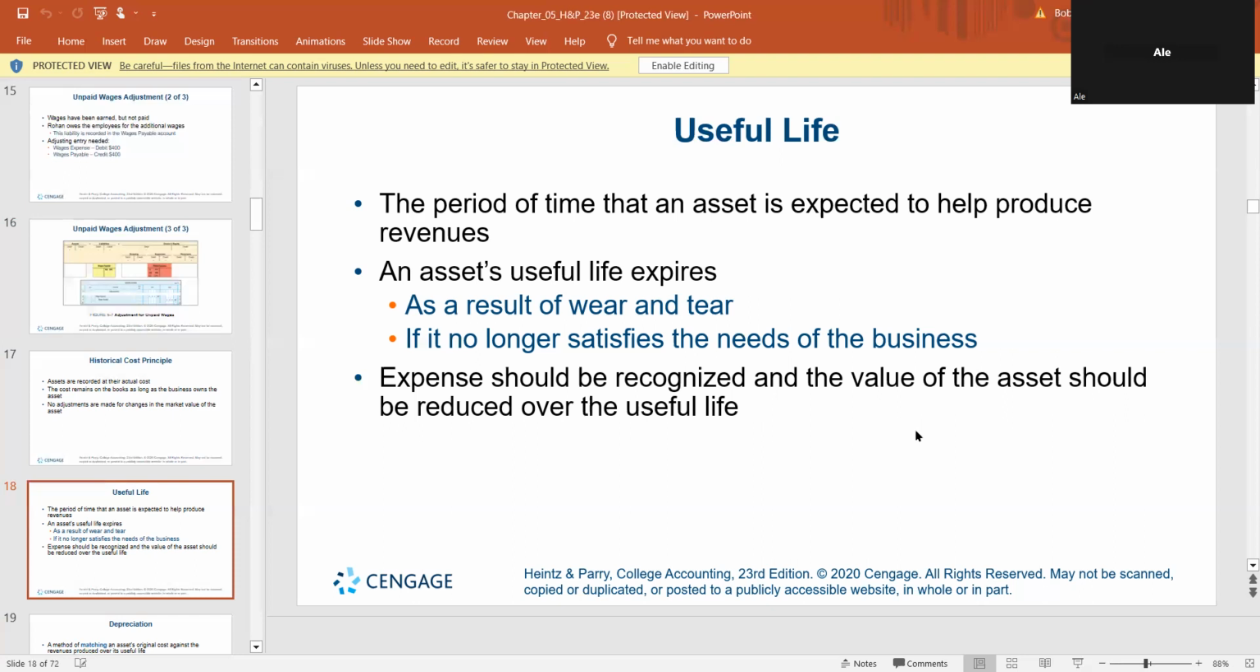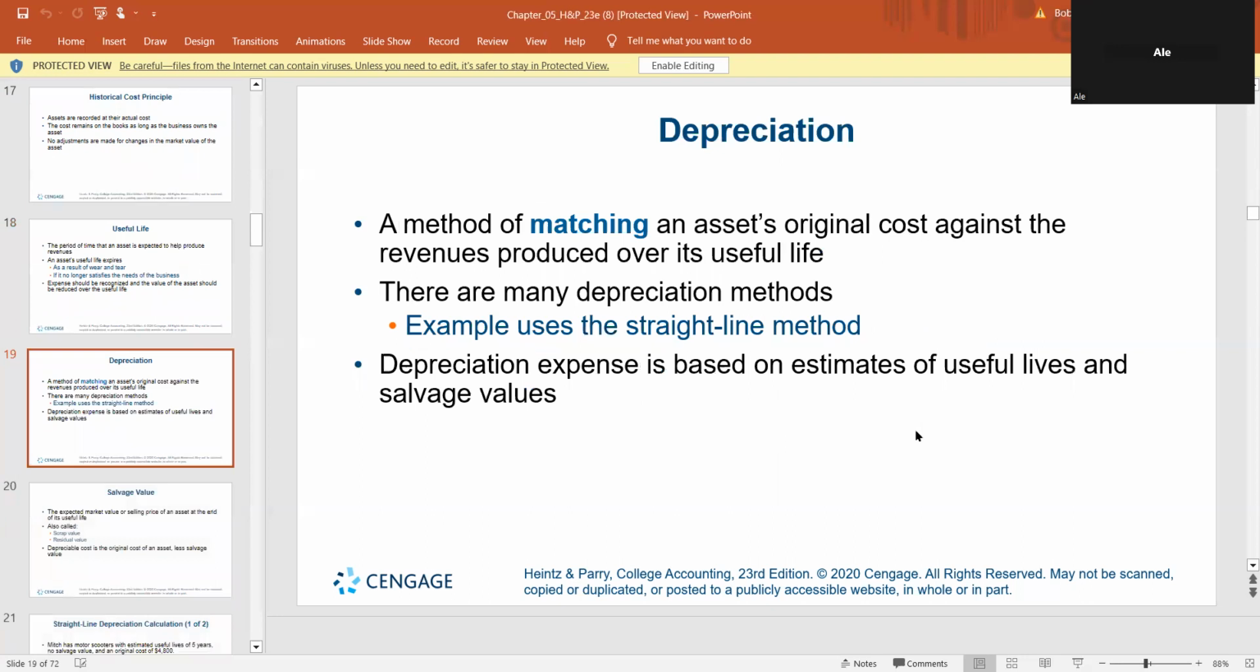And we're going to do that with something called depreciation expense. Depreciation expense, a method of matching an asset's original cost against the expenses produced over the useful life. There are numerous methods which you will learn in this class, I believe. We're going to start with just the simplest one and the most popular one used by businesses in America, straight line.